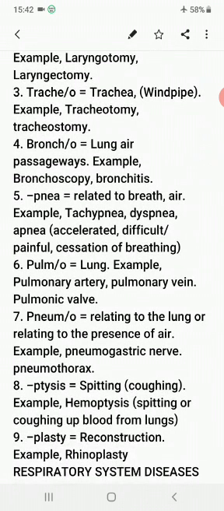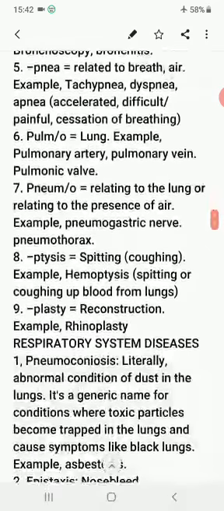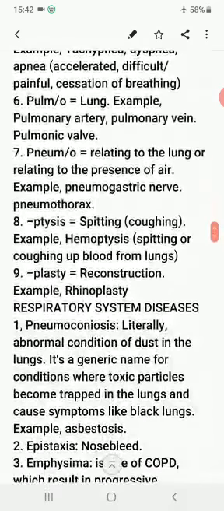Number 8, phthisis. Another suffix, ptysis, spitting or coughing. Example, hemoptysis, coughing up blood from lungs. Hemo means blood, ptysis means cough. So coughing up blood from lungs means hemoptysis. That is tari da jini, hemoptysis.